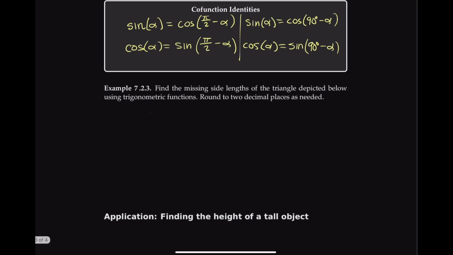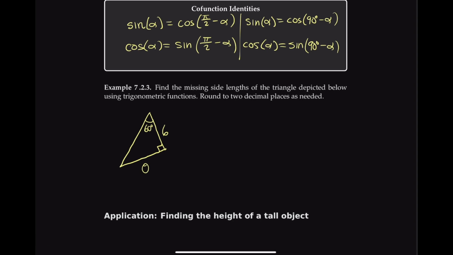So here's our triangle. I'll try to draw a right triangle here. We are given the angle of 60 degrees here, and we're also given the side length of 6. That's all they gave us, and they want us to find the two missing side lengths. I'm going to label those as the opposite side and the hypotenuse, right? Those are the two that are missing.